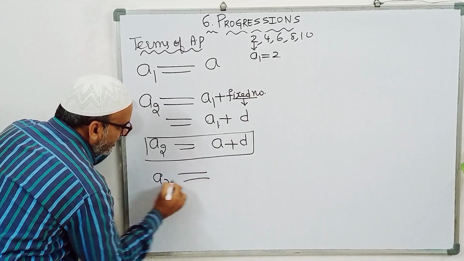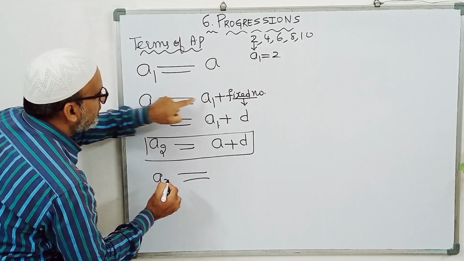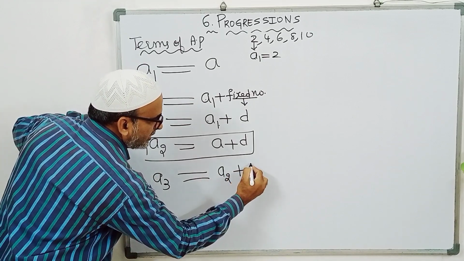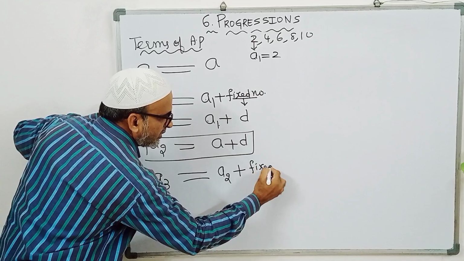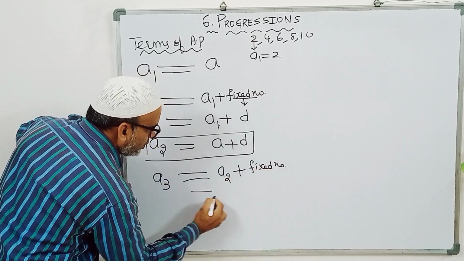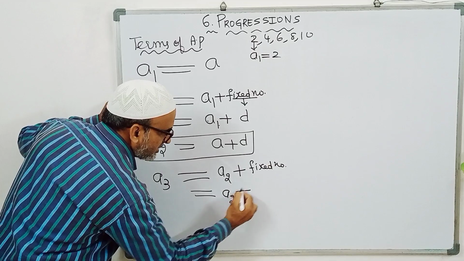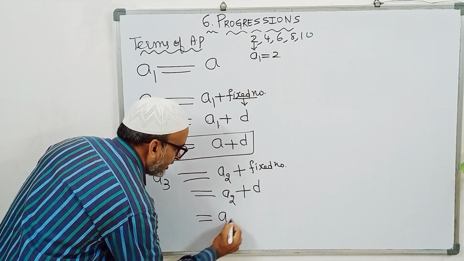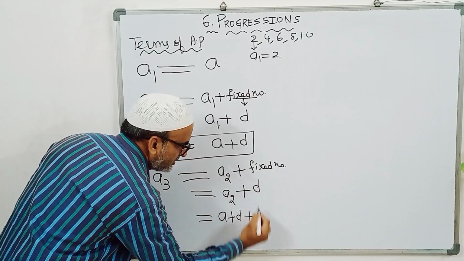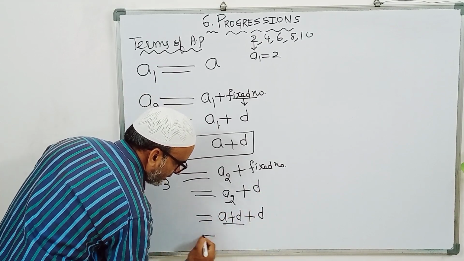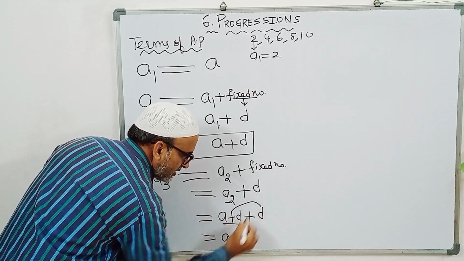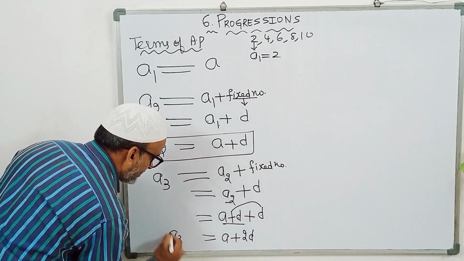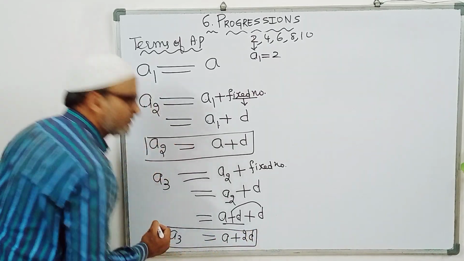Next is A3. How will you get A3? Its previous number is A2. A3 is A2 plus the fixed number D. A2 is equal to A plus D, so A3 is A plus D plus this D. The symbols are the same: D plus D is 2D. So A3 is equal to A plus 2D.